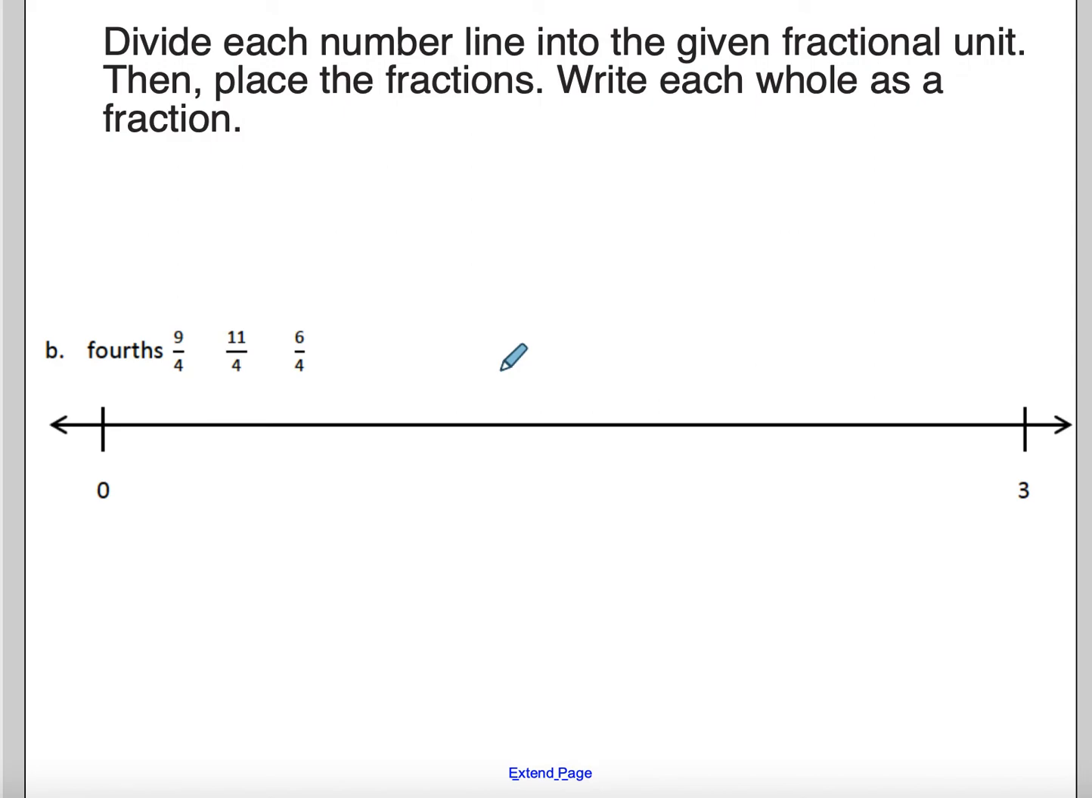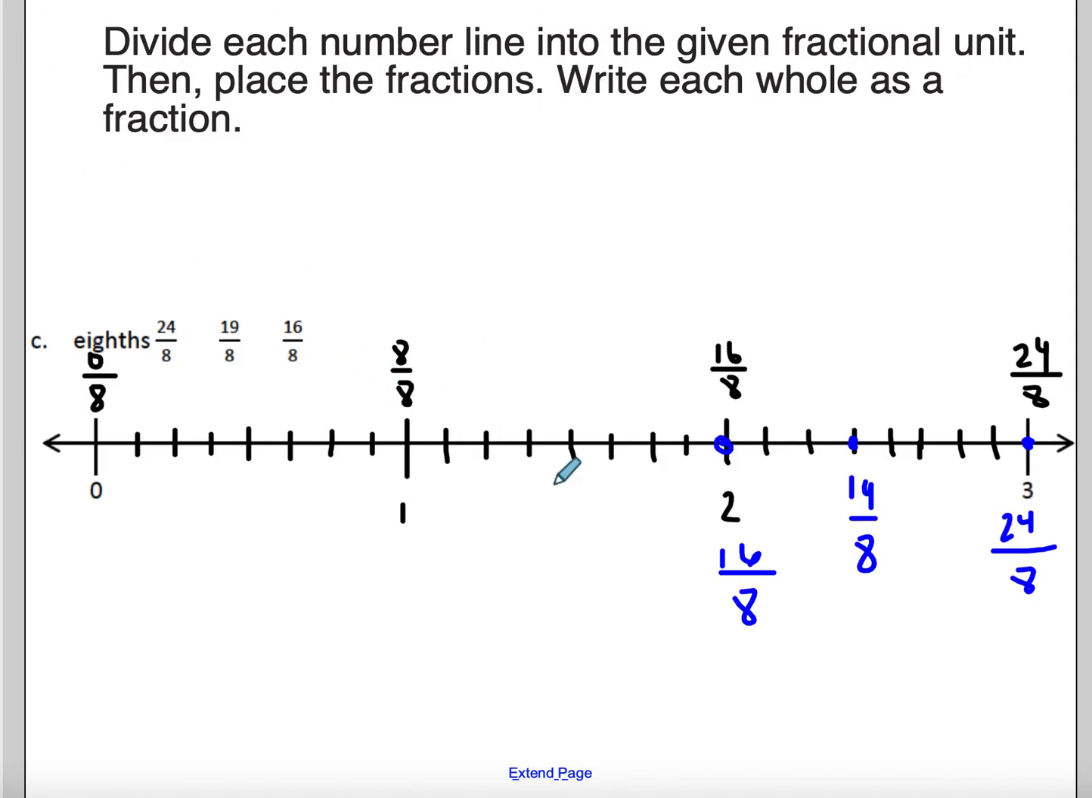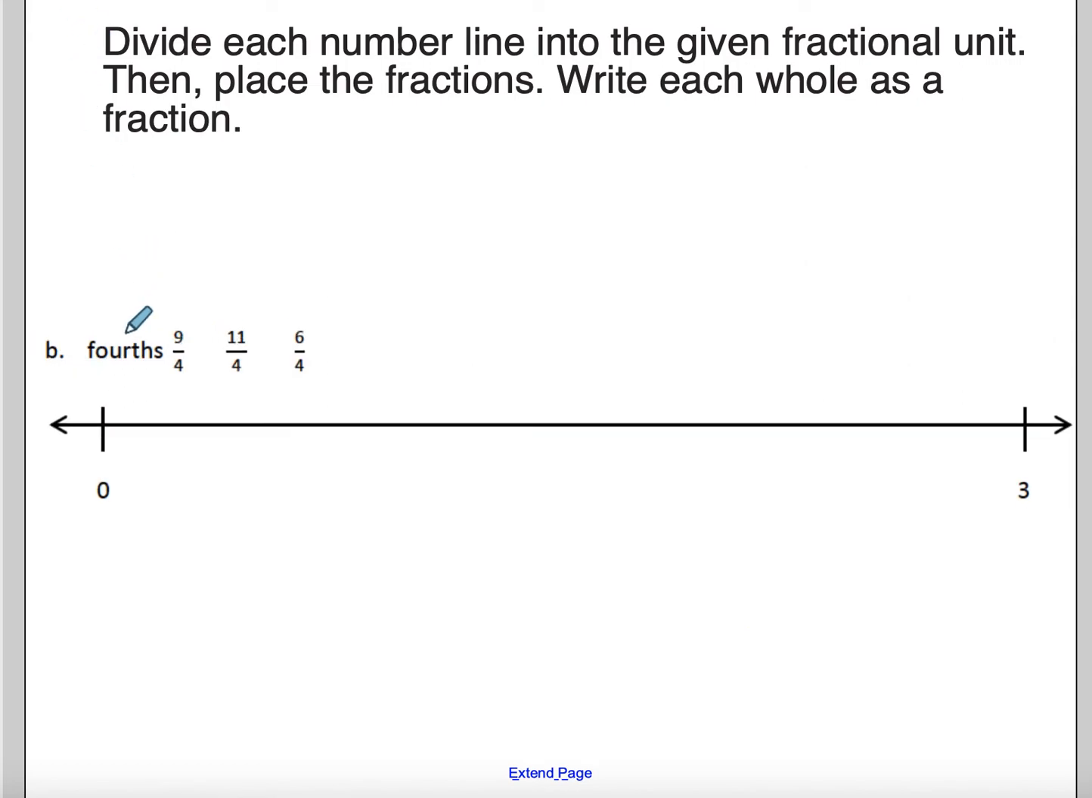So I want you to try this one now. Based on what I just did, do the same thing I did with these eighths to place fourths on this number line. So go ahead, pause now, gather your materials, solve this, place all these fractions on this number line accurately, and then press play to check your work. So again, pause now, press play when you're ready.